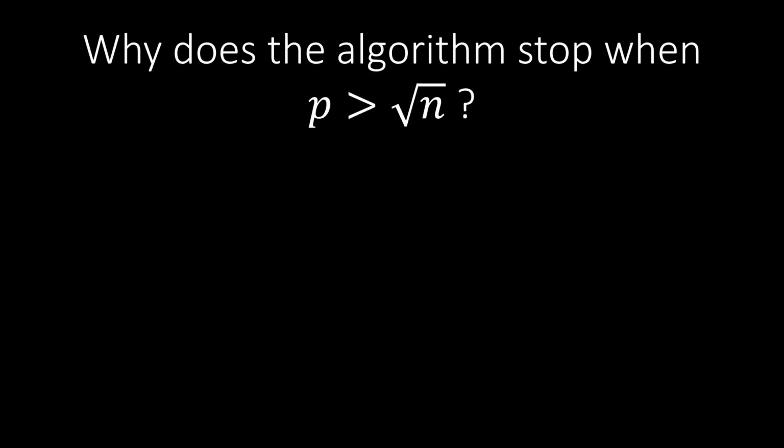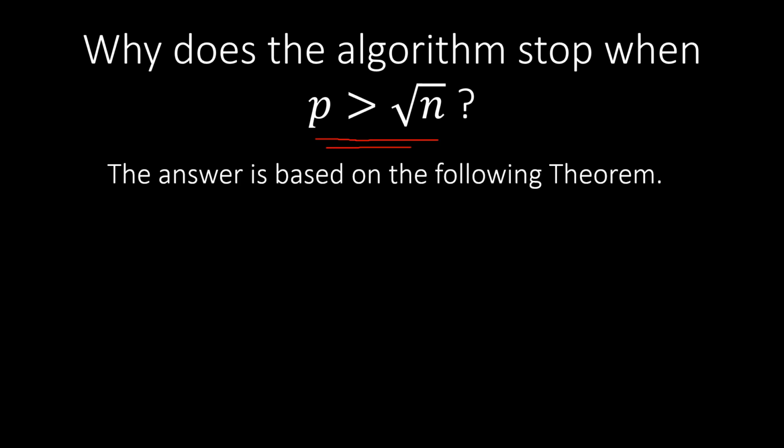So why does the algorithm stop when p is bigger than square root of n? So let's discuss that idea. Why is that? Why not go all the way up to n? So let's look at that.